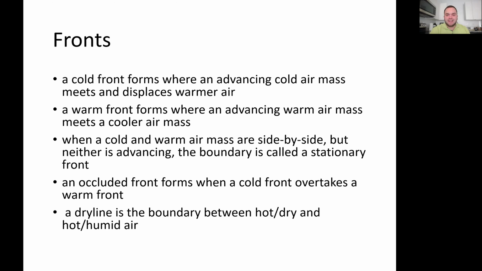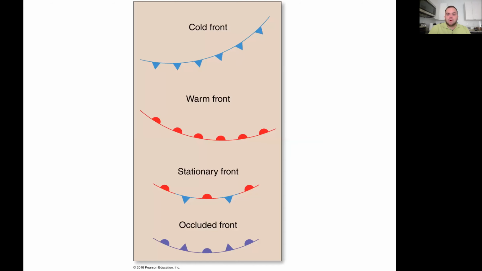And finally, a dry line is another very important front or surface boundary, and this occurs between hot and dry, or continental tropical air that we looked at last time, and hot and humid air, or maritime tropical air, that we also talked about last time. A dry line is very important because it is often the site of severe weather, which is a huge topic that we'll cover in the next video. So how can we identify these different types of boundaries on weather maps?